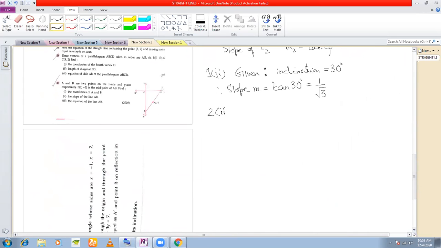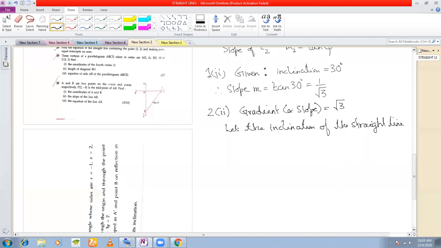Gradient or slope is given to be root 3. I want to find out the inclination. So let the inclination of the straight line with the x-axis be theta. So therefore, what is tan theta?